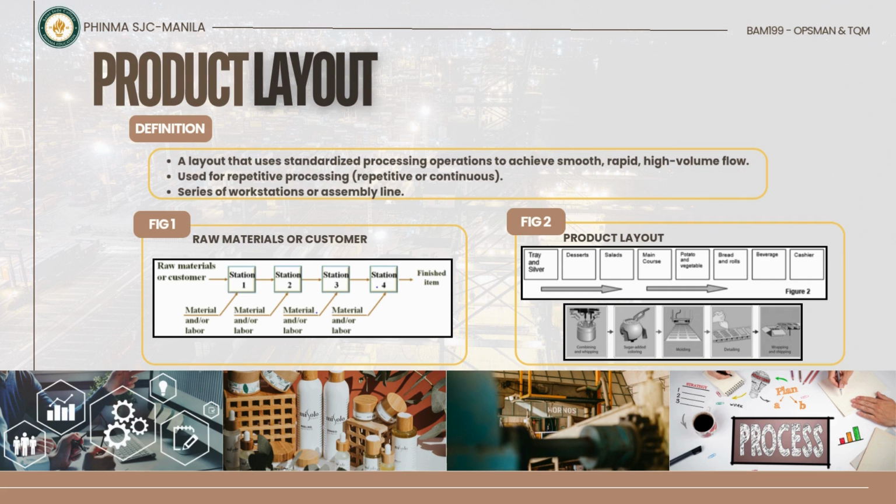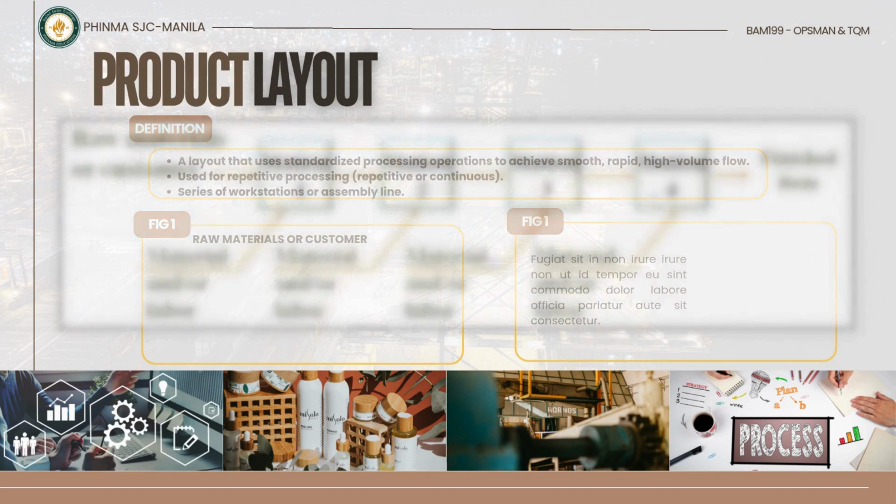For example, the paper, compiling it and then putting paste onto the top so that it will be one piece only, and then putting it in a plastic and then packaging. So that's how the product layout is. Let's look into the three examples that we have here. First is the raw materials.